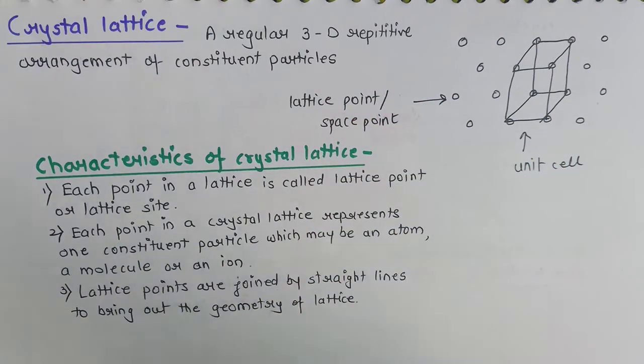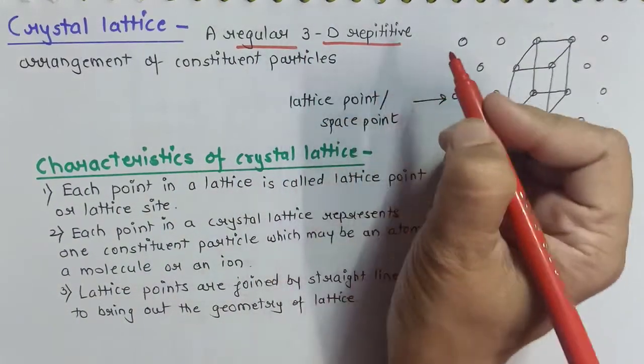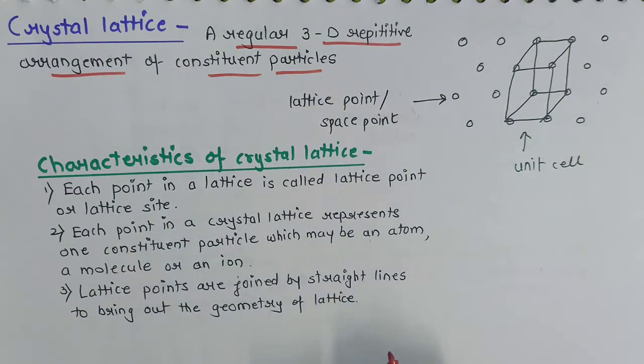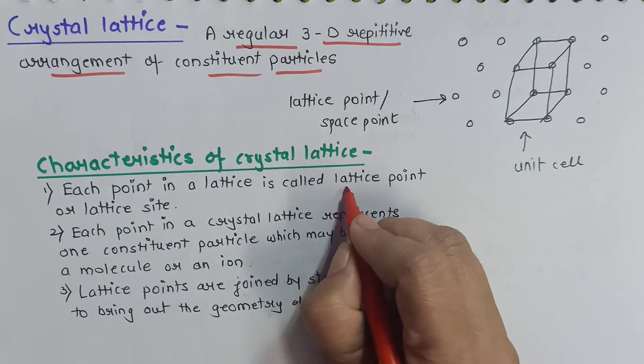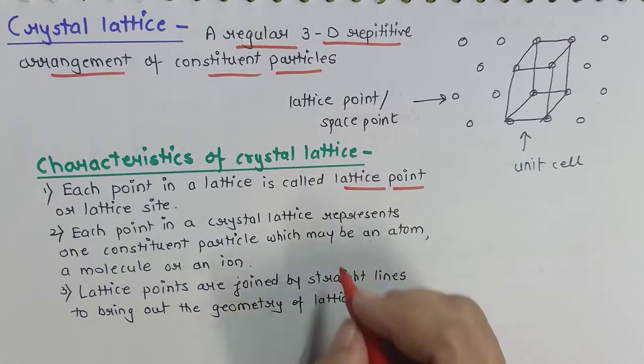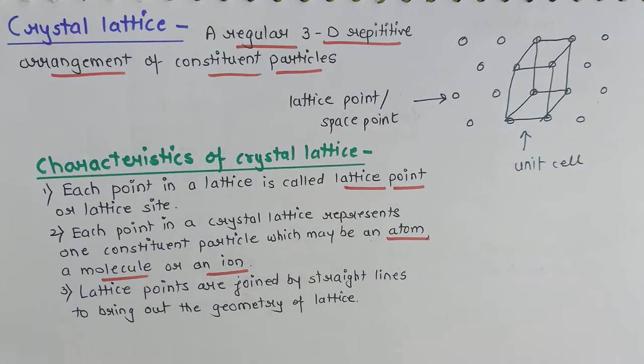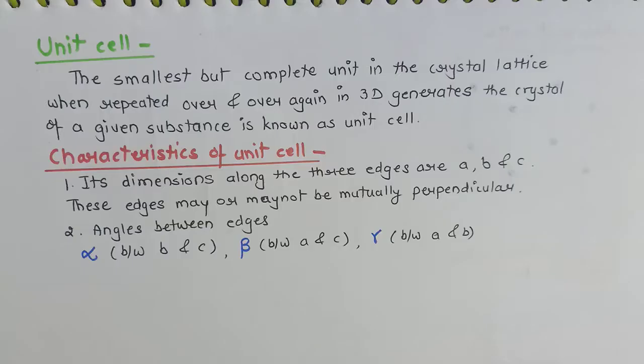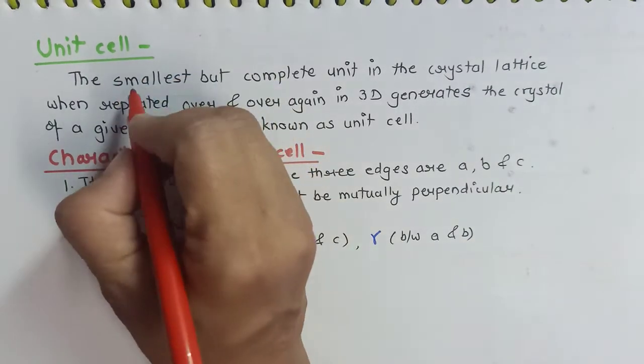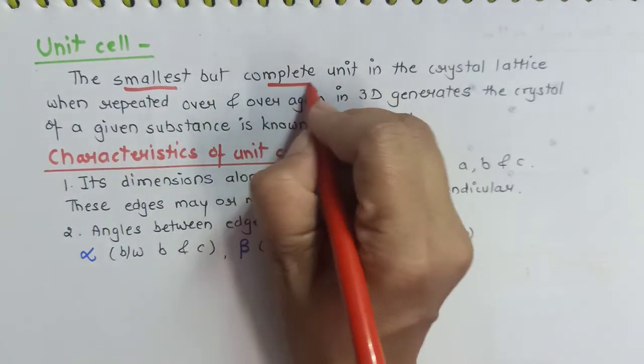So what we have to remember is that a crystal lattice is a regular 3D repetitive arrangement of constituent particles. These constituent particles are called lattice points, and they can be either atom, molecule or ion. If we join them, we get a definite geometry called a unit cell. So now we are going to study the unit cell. What is a unit cell? It is the smallest unit in the crystal lattice. When many unit cells combine together, it gives a complete crystal lattice. Therefore, we call the unit cell the smallest but complete unit.